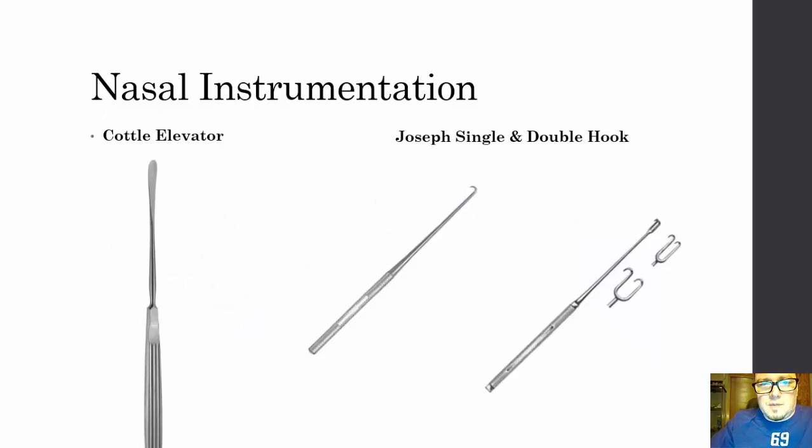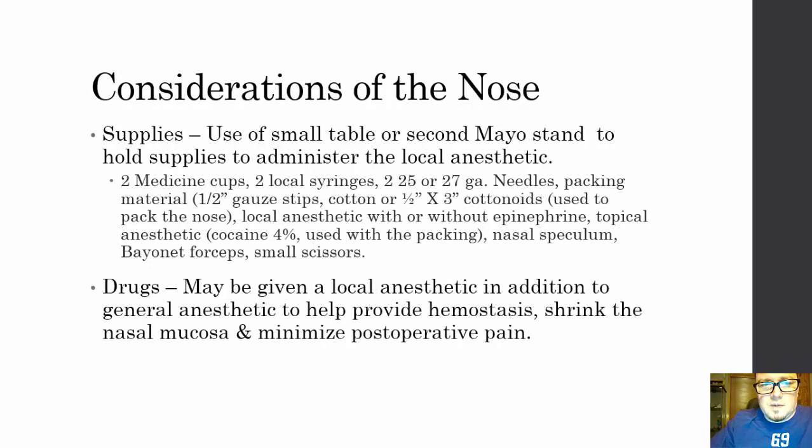Some more instrumentation that's used for nasal procedures. These are quite common for submucous resection and septoplasties. Some supplies, we're going to need some medicine cups, syringes, needles, packing strips.